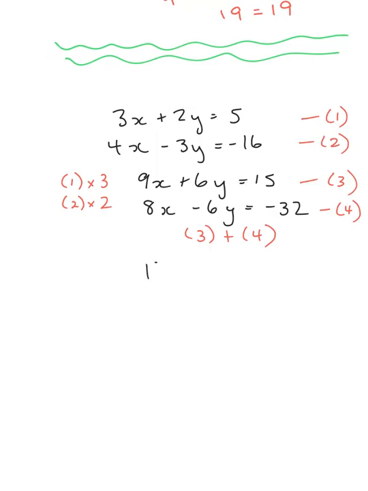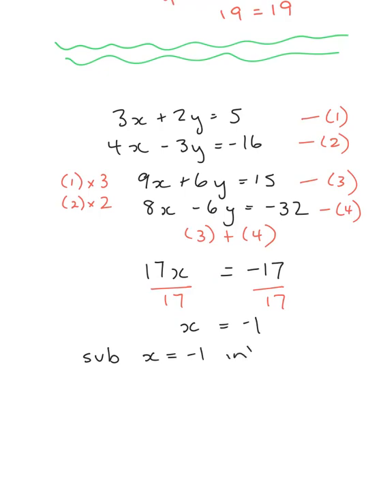9x plus 8x is 17x. Positive 6y add negative 6y is nothing. 15 add negative 32 is negative 17. To find x, I divide both sides by 17, which will give me a solution of x equals negative 1. Remember, this is only half of the solution. I now need to substitute x equals negative 1 into either equation 1 or 2 to find the value of y.